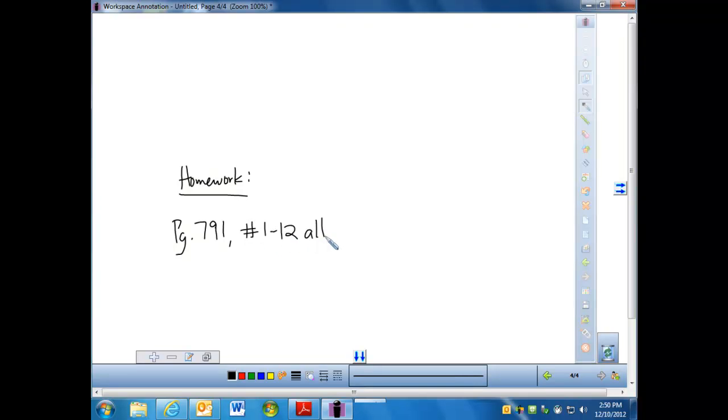And again, you'll be tempted just to use your graphing calculator on a lot of this, just to graph them and see what they look like. But I would really recommend that you do more than that.